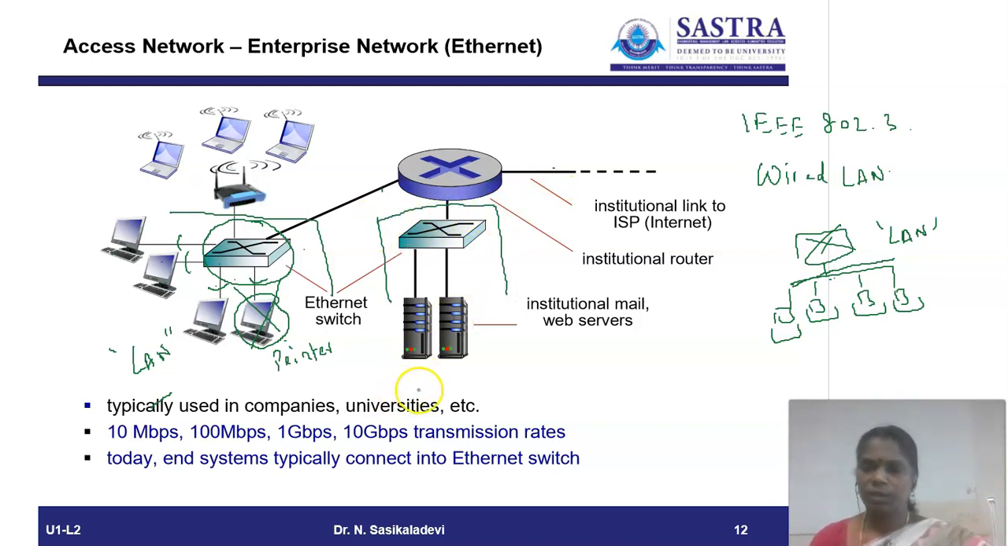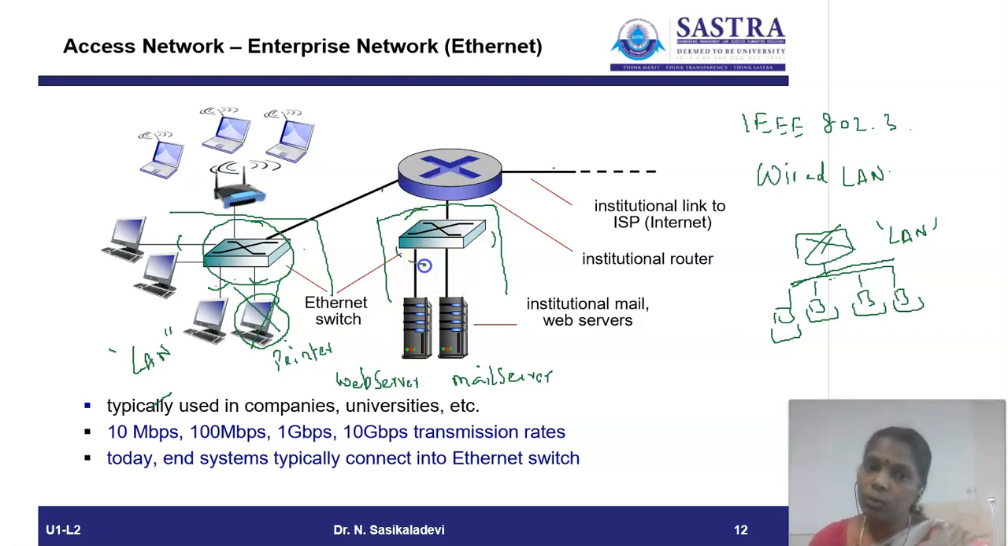Normally, if you take any organization or startup, we definitely have two servers. One is a mail server, another one is a web server. The web server sends and receives web requests, and we have the mail server. In Shastra, www.shastra.edu is the web server and mail.shastra.edu is the mail server. Each server has a separate IP address and is connected separately with a switch.